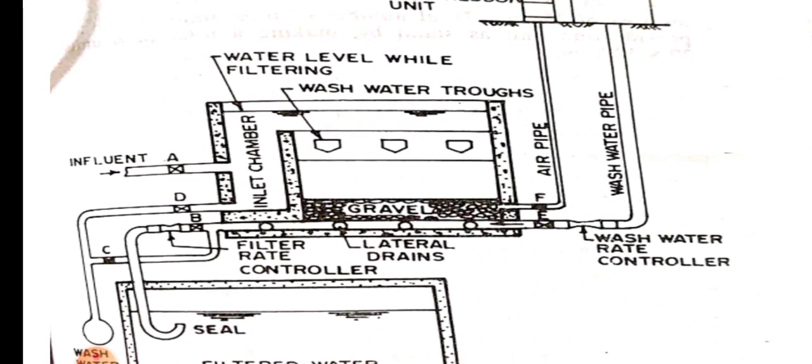Now what we have to see is that the water used for backwashing should be only filtered water. We have to use only filtered water for the backwashing process, and the total wash water being used should not exceed 2% of the treated water. So this is the process of backwashing.